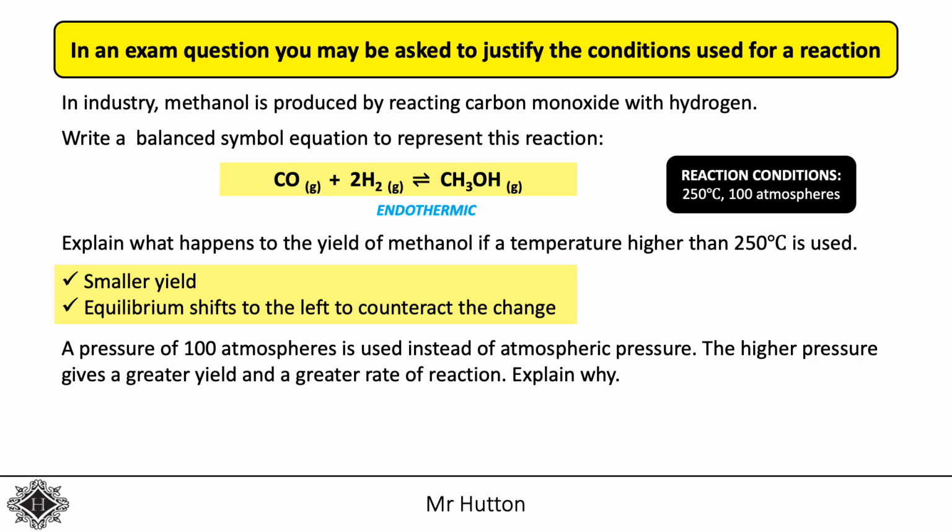So it says a pressure of 100 atmospheres is used instead of normal atmospheric pressure. The higher pressure gives a greater yield and a greater rate of reaction. Explain why. So there's 2 things you need to do here. You need to explain why it's going to give a greater yield. Then you also need to explain why it will give a greater rate of reaction. So have a go at that now.